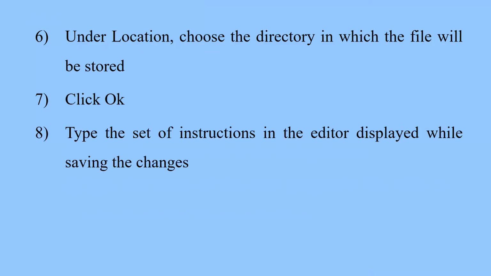After that, you can now type your set of instructions, or your source code, in the editor displayed, while saving the changes. Just as I've said in my previous presentations in this series, don't start typing your instructions directly on the editor, but type your source code on a piece of paper or in an exercise book. Then go through that source code, go through your program manually, doing what we call desk checking. So dry run your program.